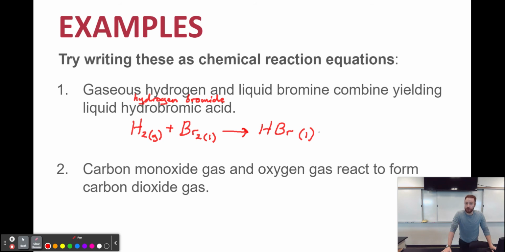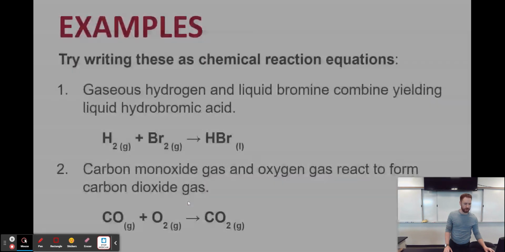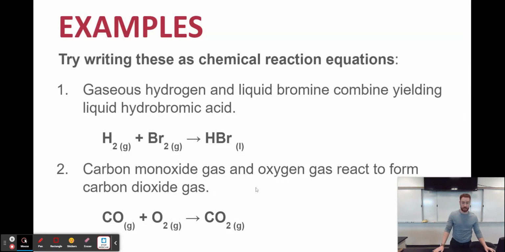carbon monoxide gas. Ooh, this is a covalent compound, carbon monoxide. So it's one carbon, one oxygen, and it's a gas. And oxygen gas, so oxygen, it's a gas. Oxygen is also one of these diatomic elements. Again, I'll talk about this in a minute. Reacts to form carbon dioxide. Ooh, another covalent compound, and it's a gas. So there you go. That's how you write chemical reactions. We're going to have a lot more practice on this in the future.